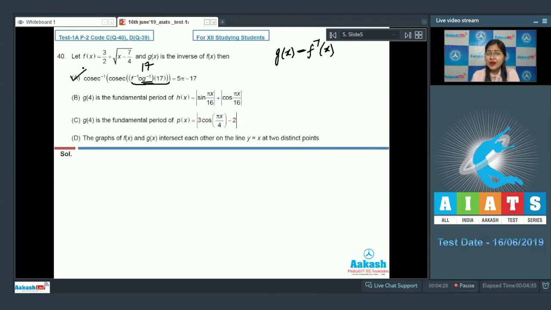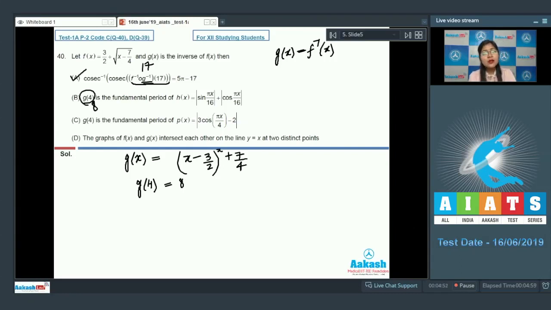Now, let's find the value of g of 4. For that, we have to firstly find the inverse of this function. So, inverse, that is g(x), will be equal to (x minus 3 by 2) whole square plus 7 by 4. This is g(x). So, the value of g of 4 will be equal to, putting x equal to 4 here, we will get it equal to 8. Right? So, its value is equal to 8.